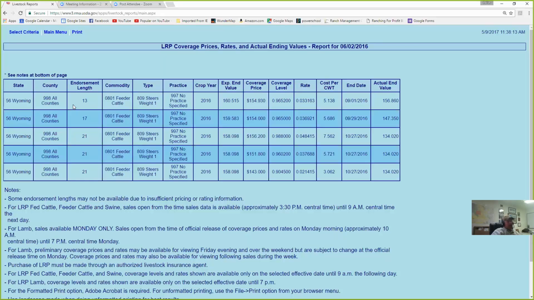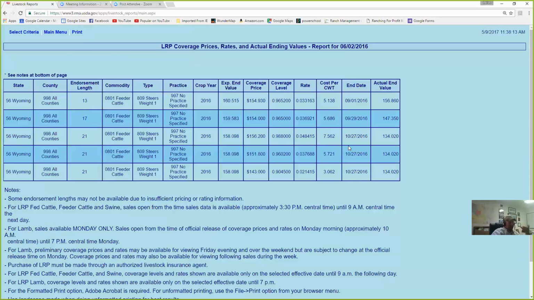What I did there is essentially show you how to look up what is for sale and how you can buy it. Now, since we're looking up in the past, this last one here, actual ending value, has been filled in. If we were looking up today's prices, these actual ending values would not be filled in because we don't know how it's going to end. But you see back here on June 2nd, 2016, I could have bought a policy for steers weight 1 that ends October 27th. The offerings, how long this chart is, varies.